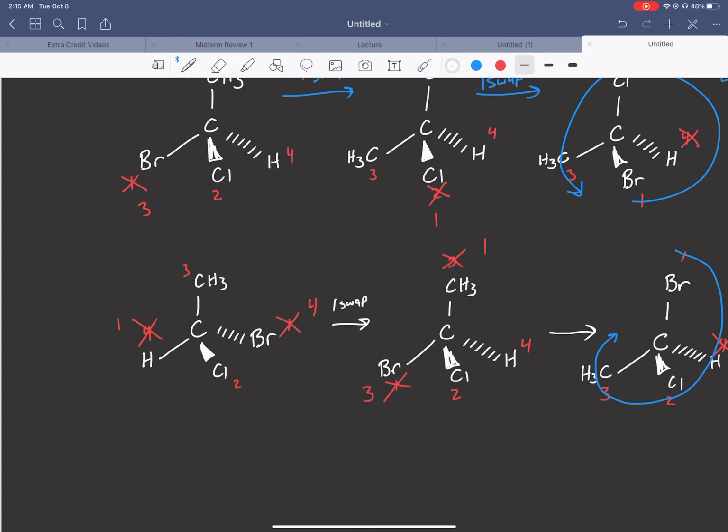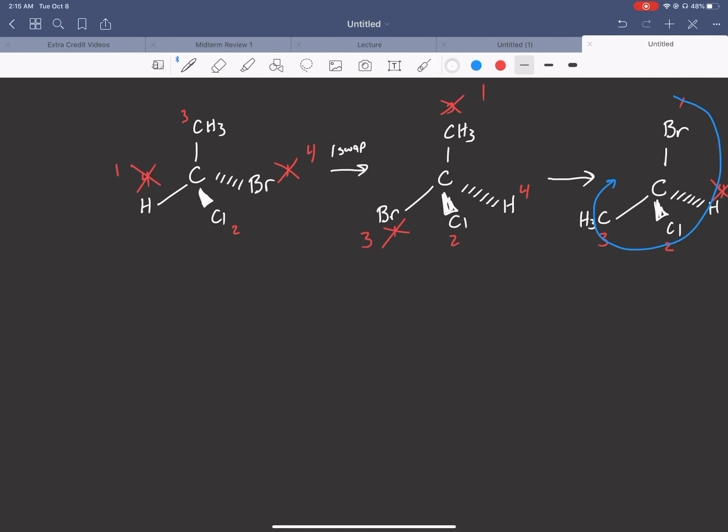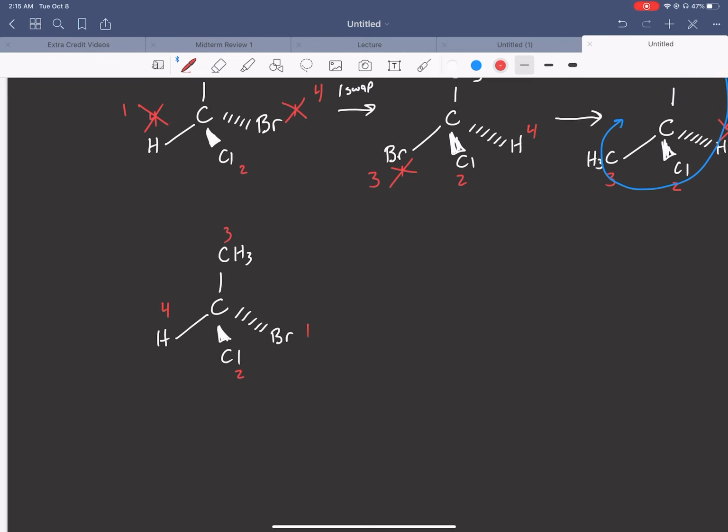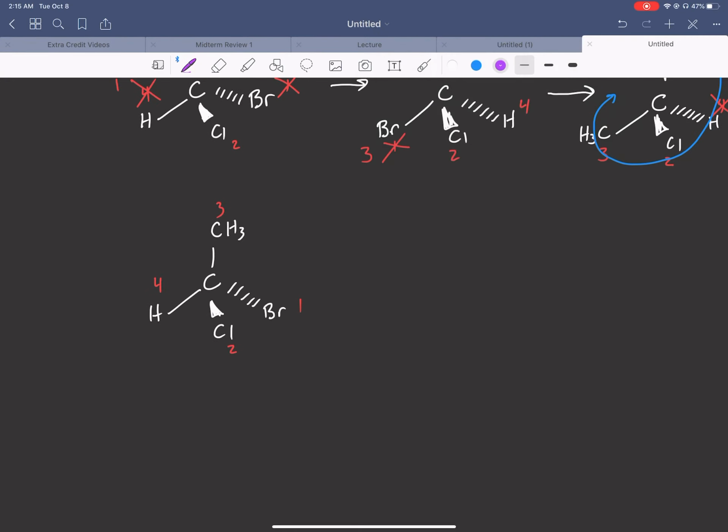Now, if you don't want to keep redrawing the molecules, we can go at it like this, and this is how I like to do it, just because redrawing constantly wastes time. So they gave you this, our original molecule. Number up your groups, 1, 2, 3, 4. And we know we have to do two total swaps. What I'm going to do is just keep swapping the numbers, without redrawing anything. I'll do it in a different color so you guys can see.